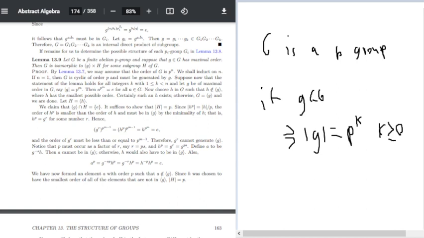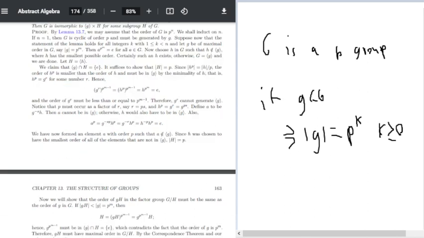We claim that the cyclic group generated by g intersected with the cyclic group generated by h is equal to {e}. It suffices to show that the order of h is equal to p. Since the order of h^p is equal to the order of h divided by p, the order of h^p is smaller than the order of h. It must be in the cyclic group generated by g by the minimality of h. Important here to note that we have chosen, in this almost algorithm, specifically the smallest order, and that has very non-trivial consequences. So, h^p is equal to g^r for some number r.